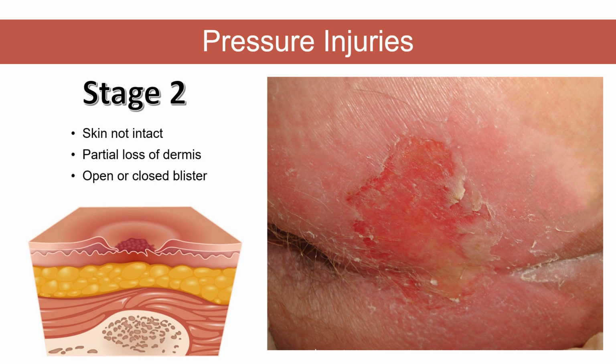Stage 2, not intact. Okay, so stage 1, intact. As soon as it's not intact, it becomes at least a stage 2. You can see here, you're going to have a partial loss of the dermis. Okay, you see it's already past the epidermis down into the dermis. And if a patient has a blister, okay, that is a stage 2. Even if the blister has not ruptured, it is still a stage 2. Once it ruptures, still a stage 2.